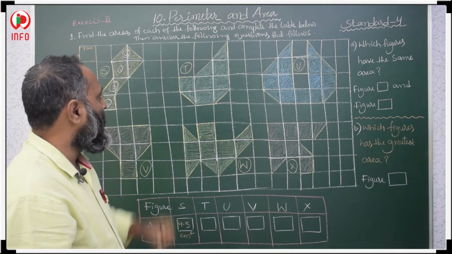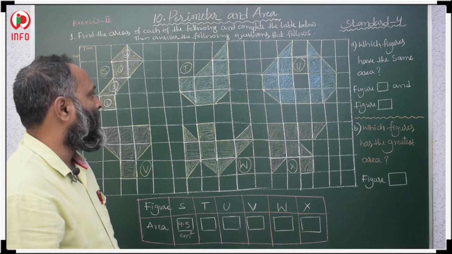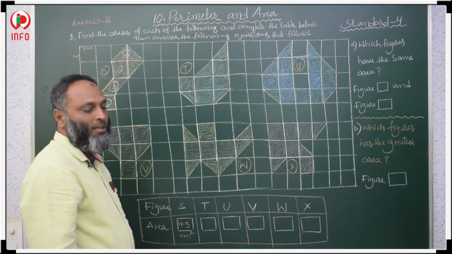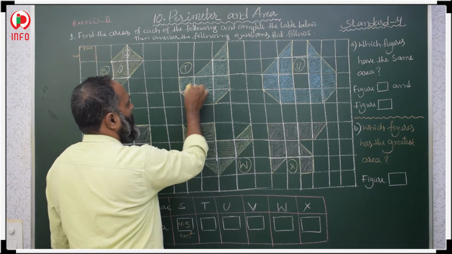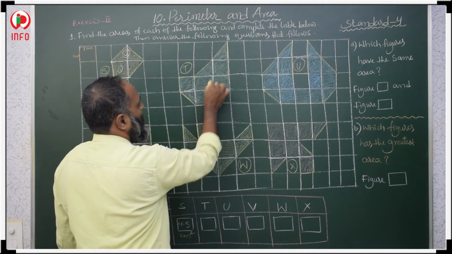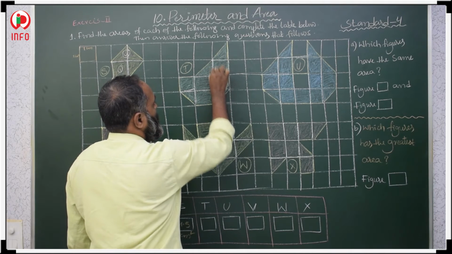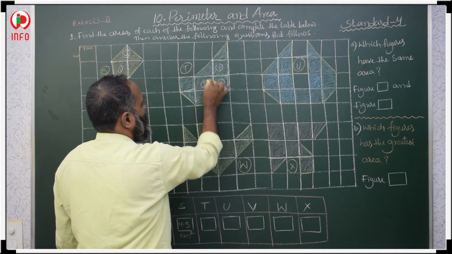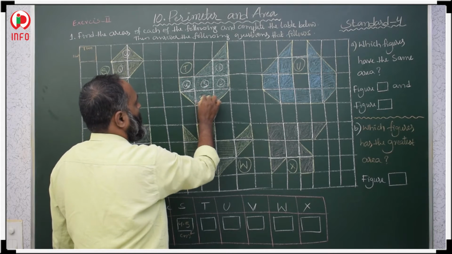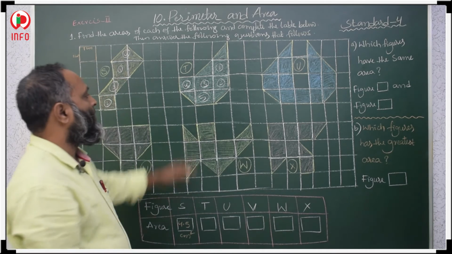Next, the second irregular shape. First we have to count. What should we count? Complete squares. This is the first square, this is the second, this is the third, this is the fourth. First, second, third, fourth and fifth. 5 squares.